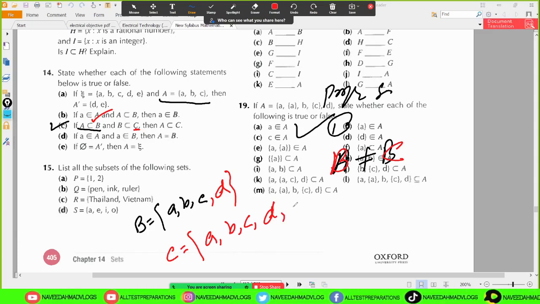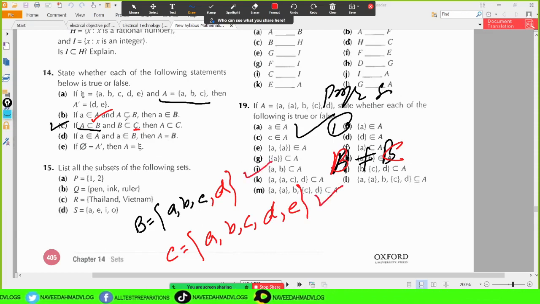Now I will add E as well. So now this is my set C. This set C is also satisfying this condition. Now I will check whether A is a proper subset of C or not. So A is a proper subset of C as well. Because the first condition for a proper subset is that all elements of set A will be elements of set C. So all elements of set A are also elements of set C.